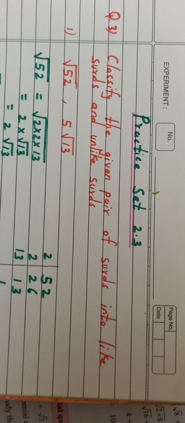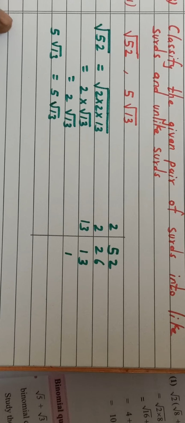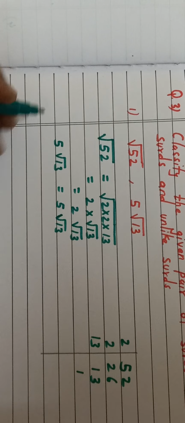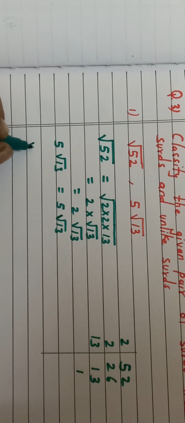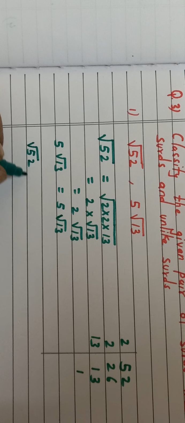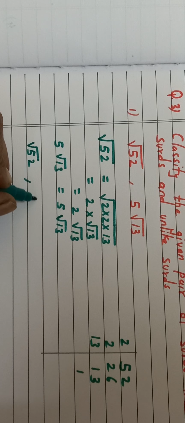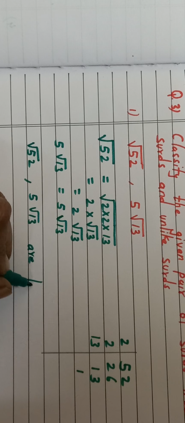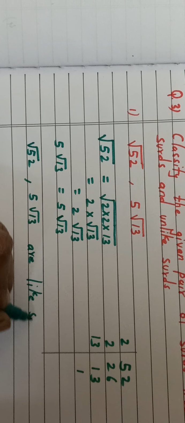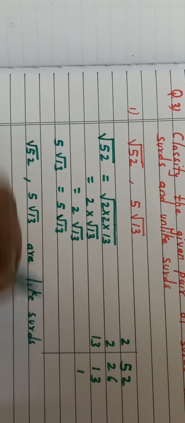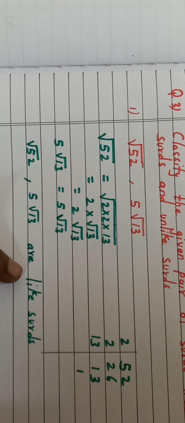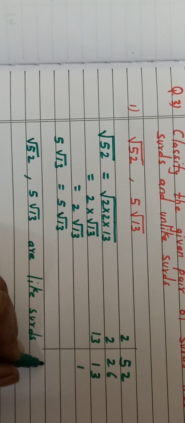So now we will write the statement explaining the reason why these are like surds. So we will write the reason. Under root of 52, comma 5 root 13 are like surds. They want you to tell which are like surds and which are unlike surds. Are like surds. Reason, because.